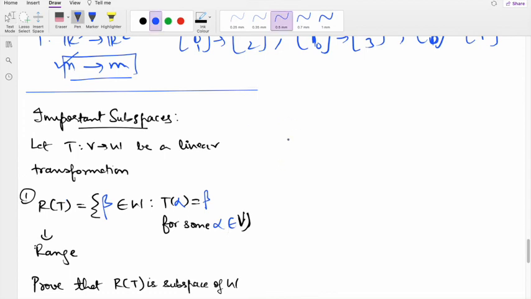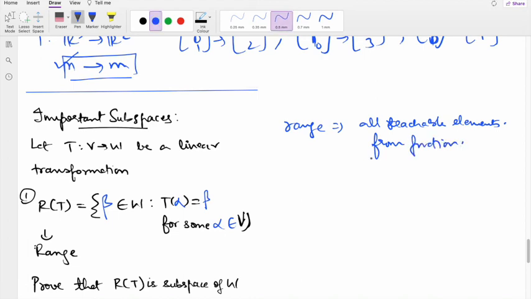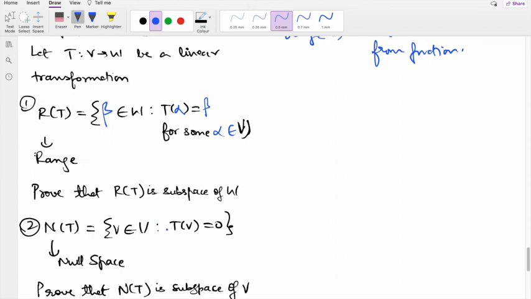Where we talk about range being all the elements reachable, right? All reachable elements from the function. So here also we are saying that R of T is basically all the vectors in the codomain W which I can reach from alpha by applying T. This is called range. You can prove that R of T is a subspace of W.